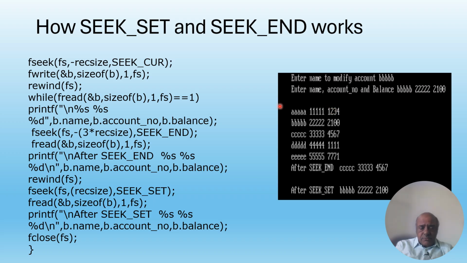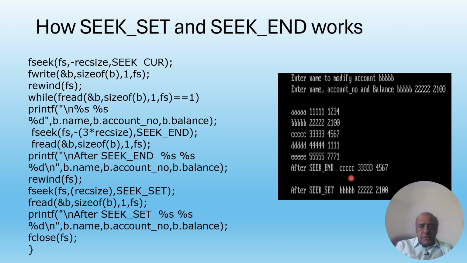Then we use the fread function which gives us the values of the records from the beginning of the file to the end of the file. So all records are displayed for us, and now we can see the record which we wanted to modify. We have modified its balance from 21,000 earlier to 2100 now.